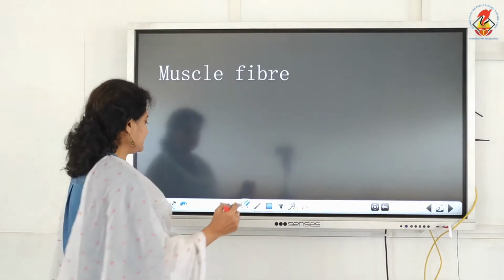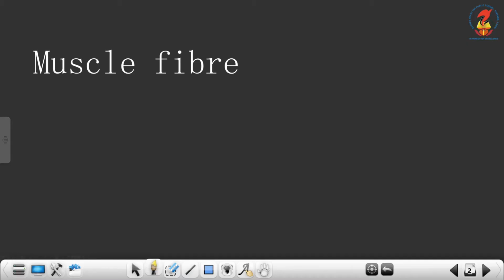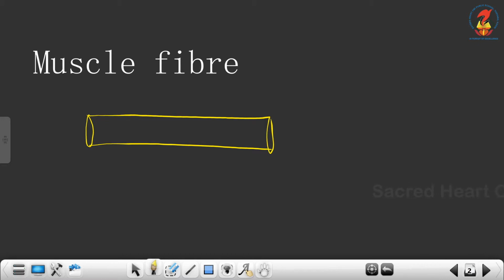We have learnt in 10th or in a previous lesson the structure of a muscle fiber. It is elongated, unbranched, multinucleated, and like any other cell, it is surrounded by a plasma membrane, and here there is a specific name for this plasma membrane. It is called the sarcolemma.